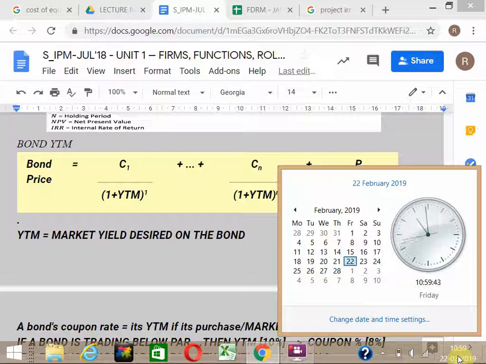I hope you guys have learned something today. Please go and revise all this and make sure your concepts are clear. Then next class we'll discuss NPV again. We'll revise all this to make sure, and then we'll go on to other stuff.